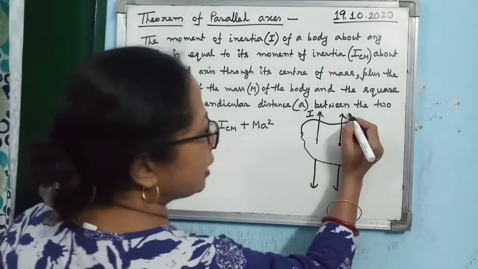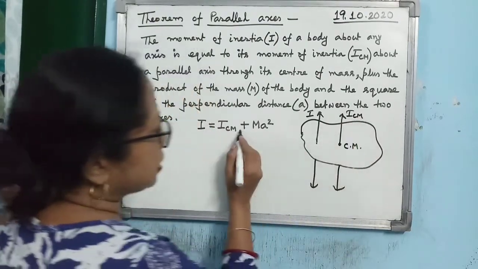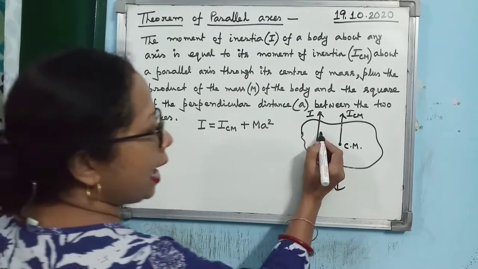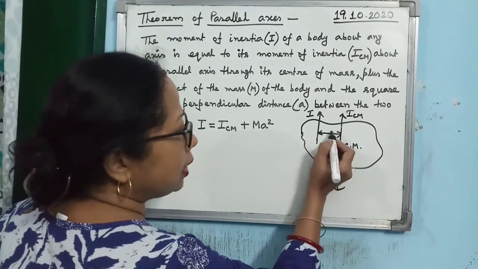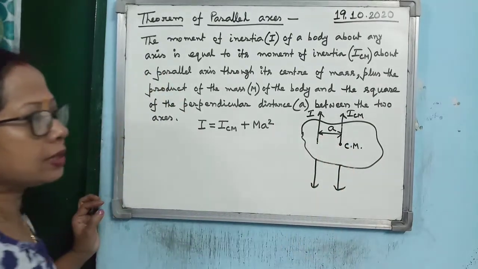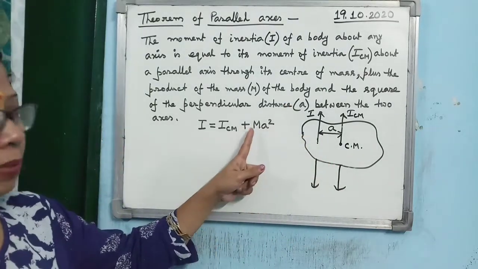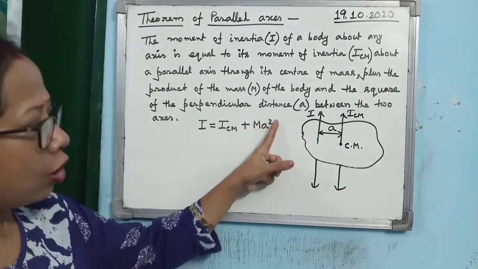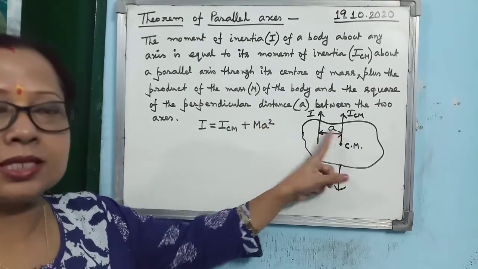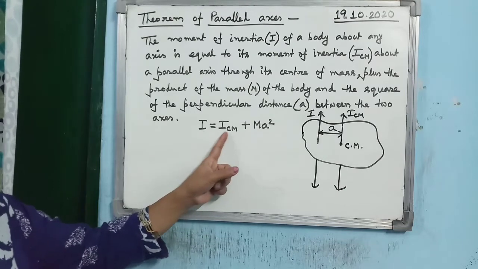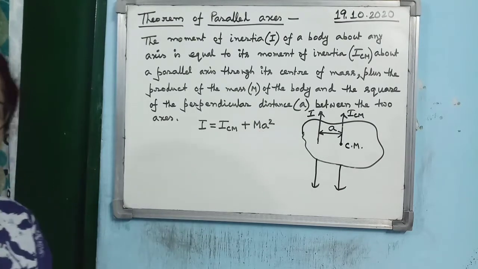So this is ICM plus the product of the entire mass of the body and the perpendicular distance. Let the perpendicular distance between the two axes be a. The product of the mass and the square of the perpendicular distance between the two parallel axes. So I is equal to ICM plus Ma square.